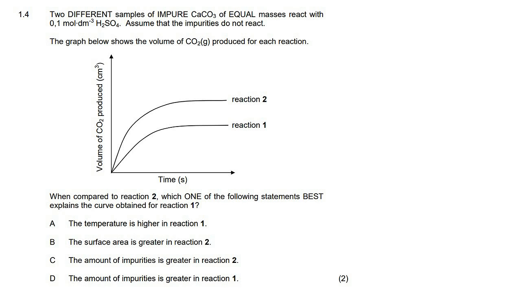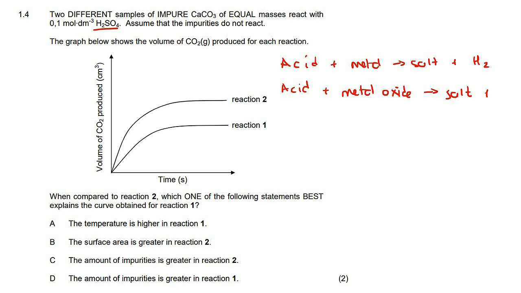Two different samples of impure calcium carbonate, CaCO3, of equal mass react with sulfuric acid. The graph below shows the volume of CO2. Okay, so let's quickly get a little rundown. We know from grade 10 and 11 that you've got these main acid-base reactions. I've mentioned them before. If you take an acid and you react it with a metal, then you get a salt and hydrogen gas. If you take an acid and you react it with a metal oxide, then you get a salt and water.